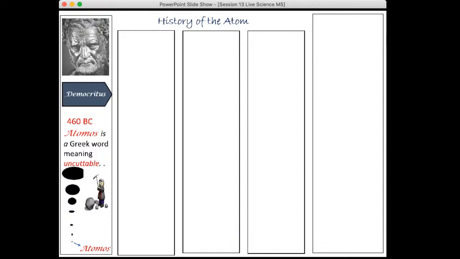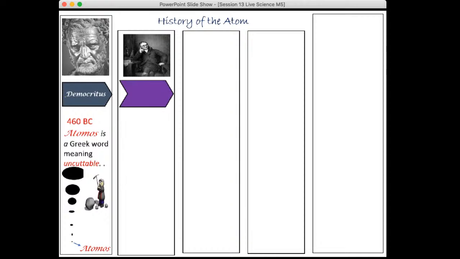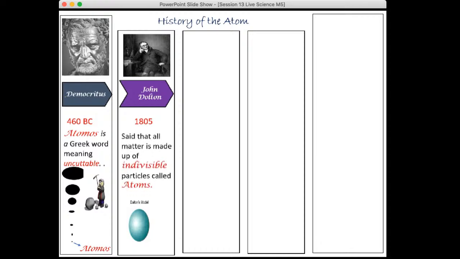These ideas remained like this for about 2,000 years until another scientist called John Dalton did some experiments and found out that matter is made up of tiny indivisible particles. These particles could combine to form what we call compounds.